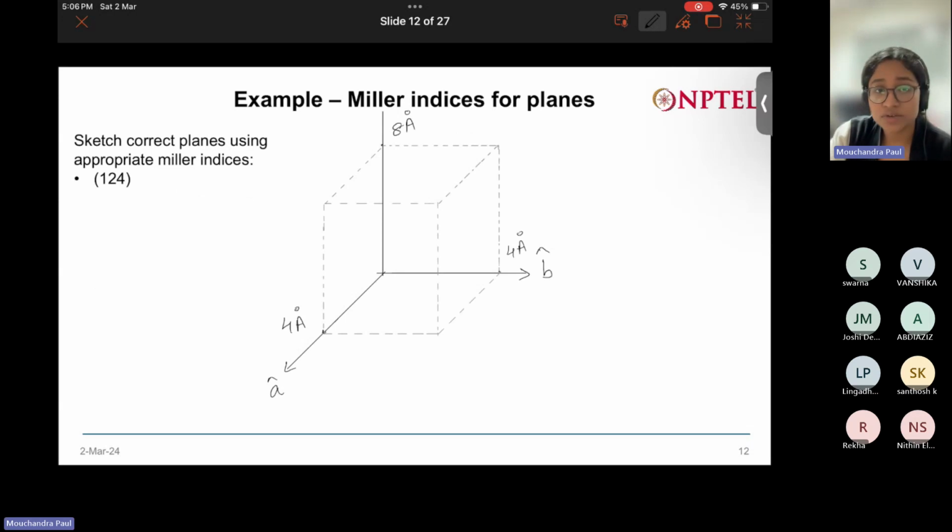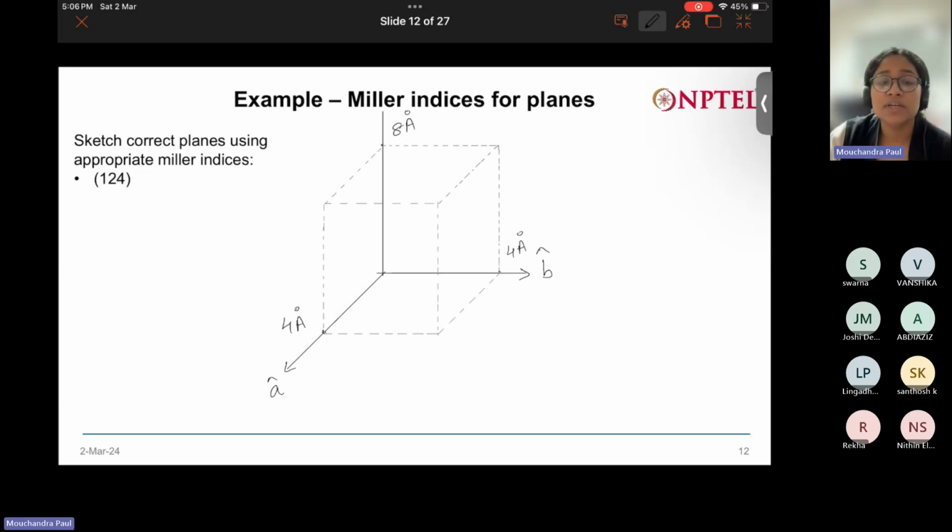Now, assuming that you have understood how to determine the Miller index of a plane, I'll do some examples based on that. But if you have not understood, don't worry. Maybe these examples will help you. Please let me know if you have any queries, then I can try to describe it in much more detail.